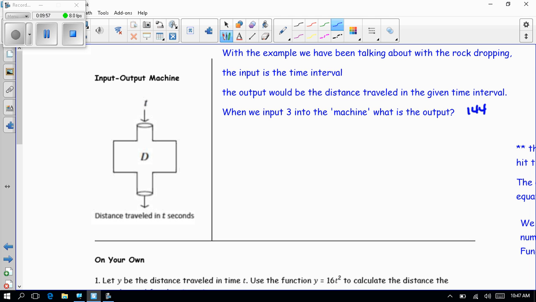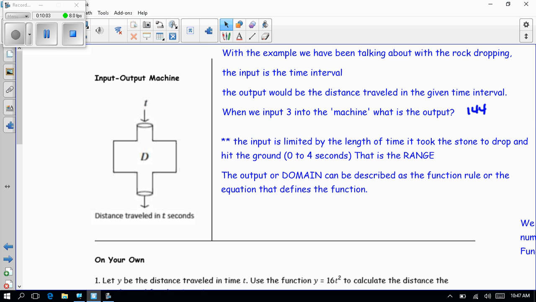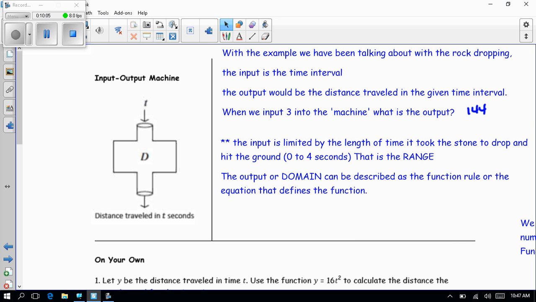So let's talk a little bit about our inputs. The input is limited by the length of time it took the stone to drop and hit the ground. So when the person was standing on the top of the building or whatever it was, they dropped the stone. Your input is limited by the amount of time that it takes to start and stop whatever the experiment is that we're doing. We call that the range.